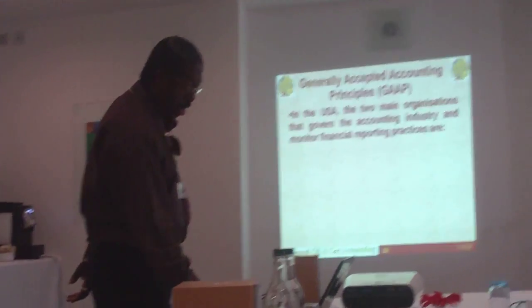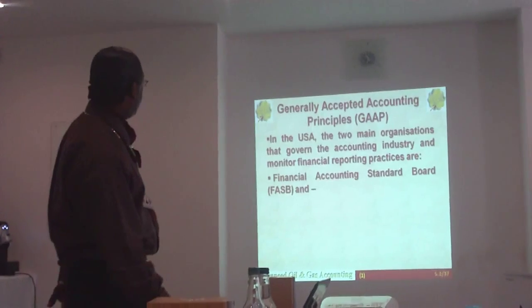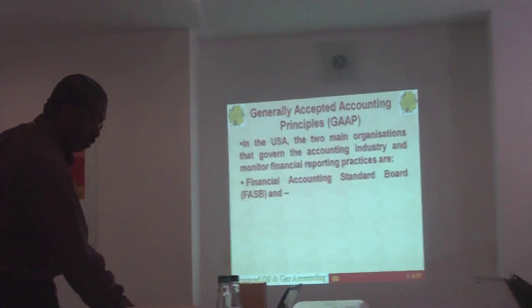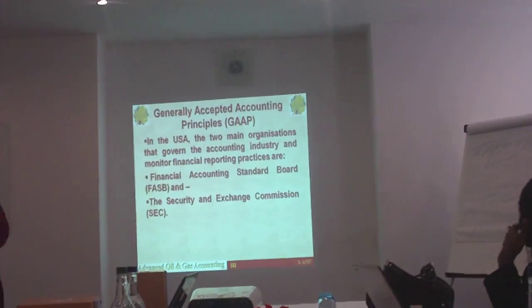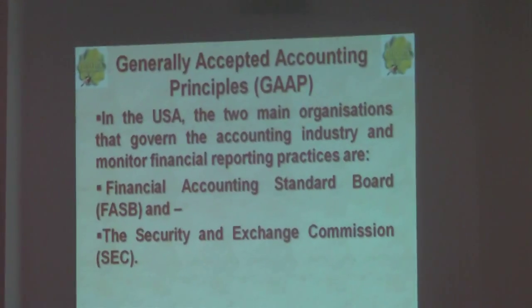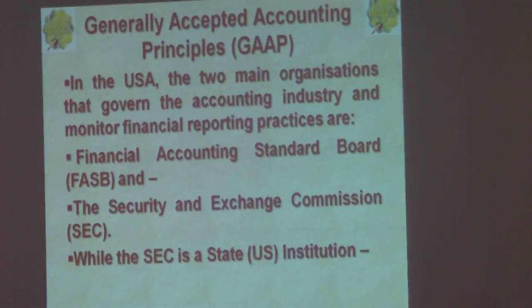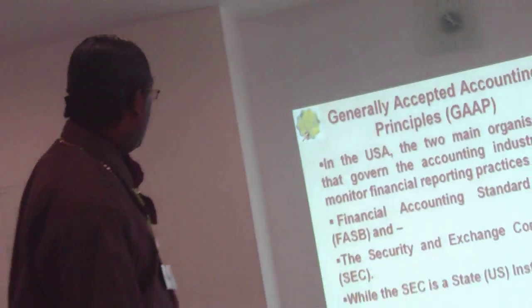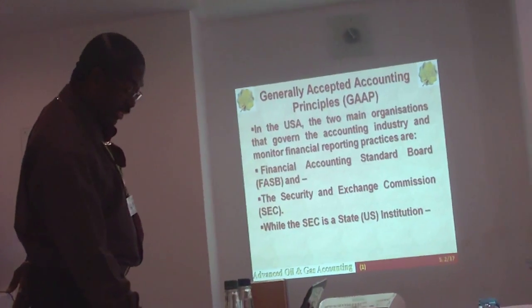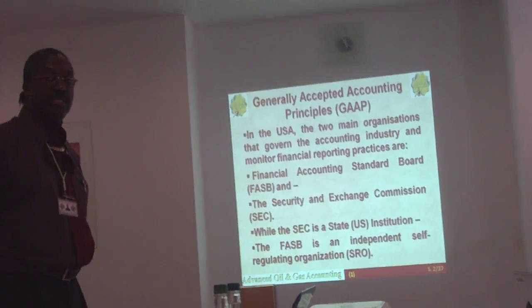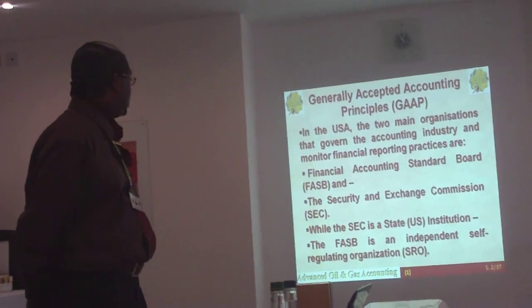The organization that governs accounting in the industry is in two parts. One is the Financial Accounting Standards Board, FASB, and the Securities and Exchange Commission, SEC. We're going to look at some of the historical elements of these two organizations. One is that whilst the SEC is a US-based institution, the FASB is an international, independent, self-regulated organization, SRO.